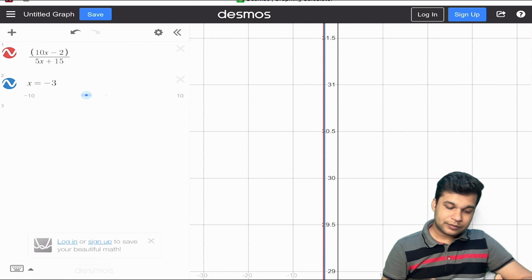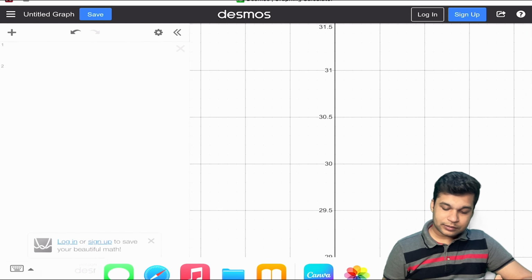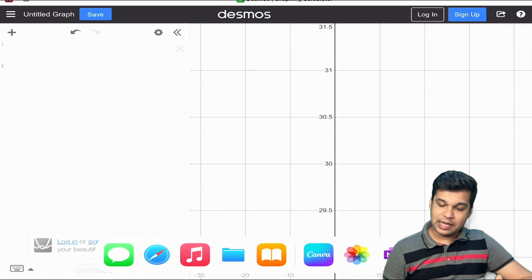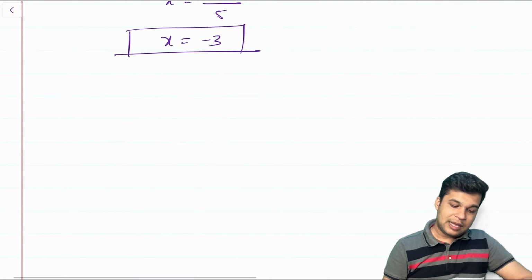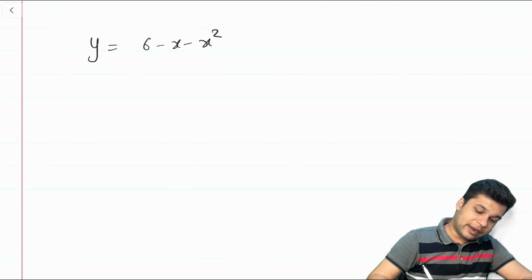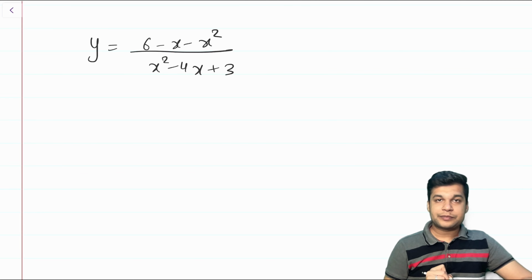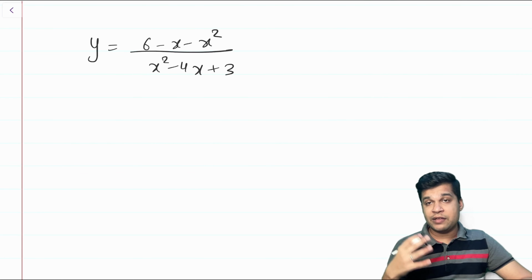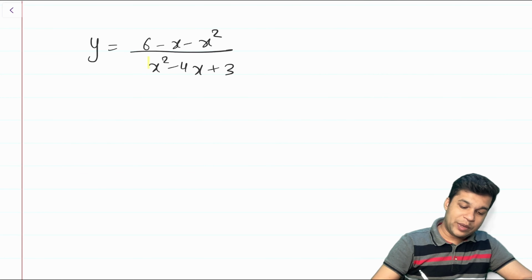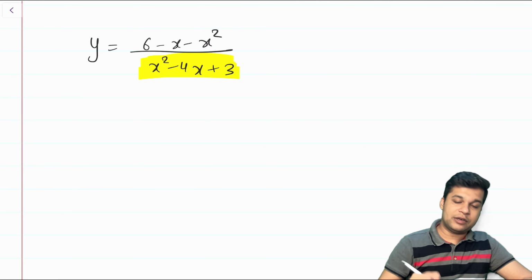Now I'll erase this and we'll take one more example. Let's say you have the equation y equal to 6 minus x square divided by x square minus 4x plus 3. How do I find the vertical asymptote? Very easy. Always equate the denominator to 0.